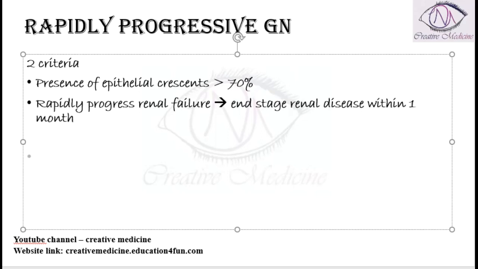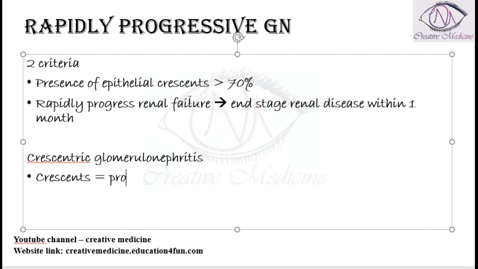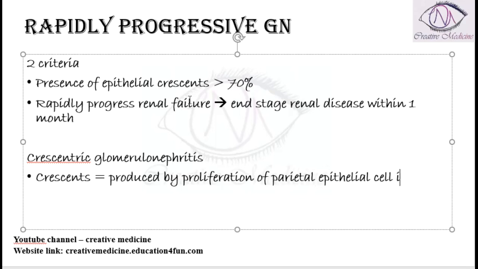Then, this rapidly progressive glomerulonephritis is also called crescentic glomerulonephritis. Why is it called crescentic glomerulonephritis? Because of the presence of crescents. What are these crescents? Crescents are actually produced by the proliferation of the parietal epithelial cells, which are present in the Bowman's capsule. These become proliferated and they form the crescents.